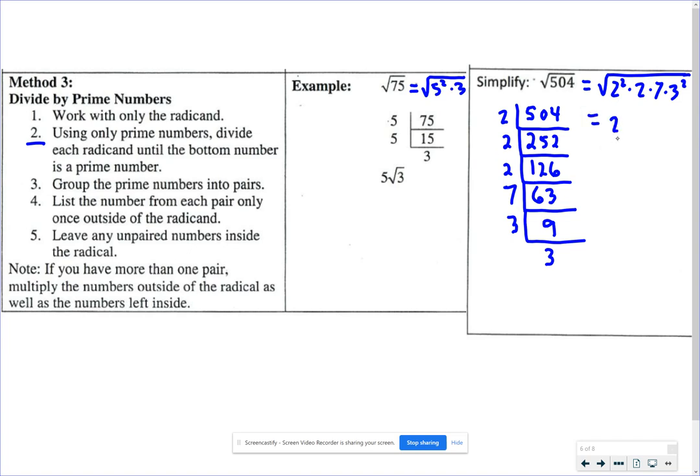Square root of 2 squared is 2. Square root of 3 squared is 3. 2 times 7 is under our radical. Those guys didn't come out. The ones that are unpaired stay inside. 2 times 3 is 6. 2 times 7 is 14. And our final simplified version is 6 times the square root of 14. And we are done. And that is the last of the notes for today.